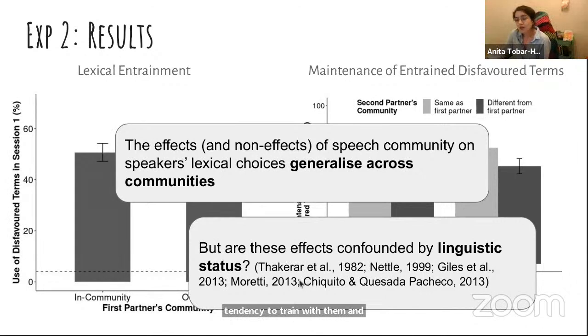And also recent research suggests that in certain cases, speakers from Spain might perceive certain Latin American varieties as lower status compared to the Spanish variety of Spanish. And the same happens with Mexican speakers compared to the Argentinian variety of Spanish. So it could be the case that participants didn't entrain more or less with our out-community partners because of this potential perceived difference in linguistic status.